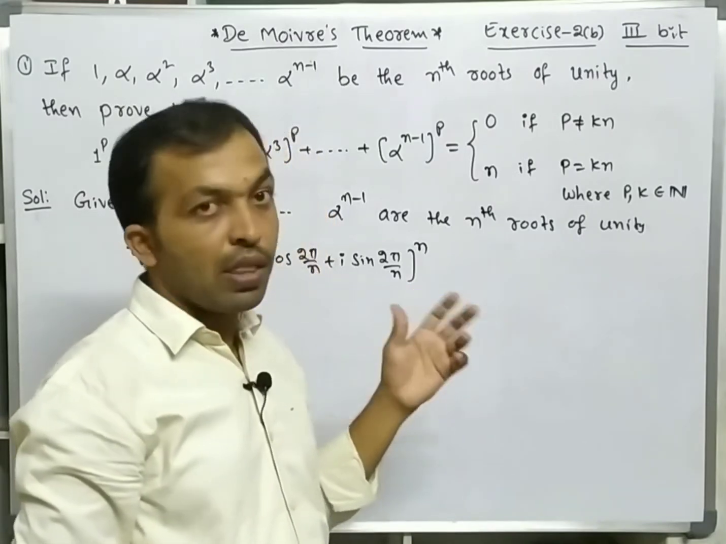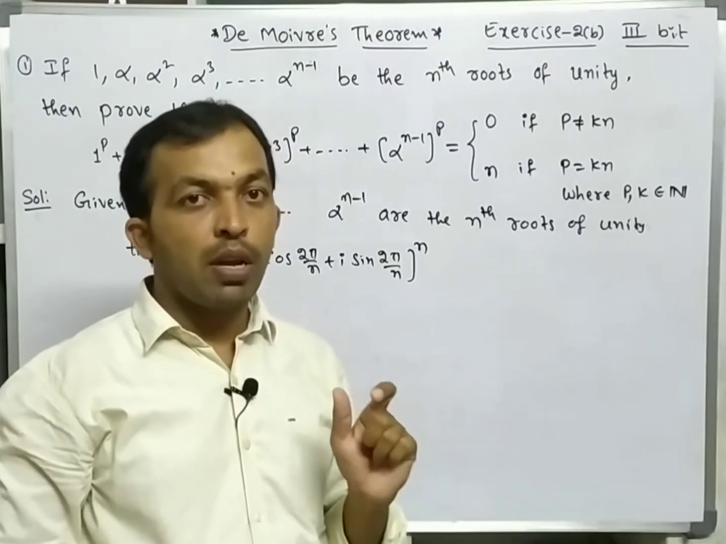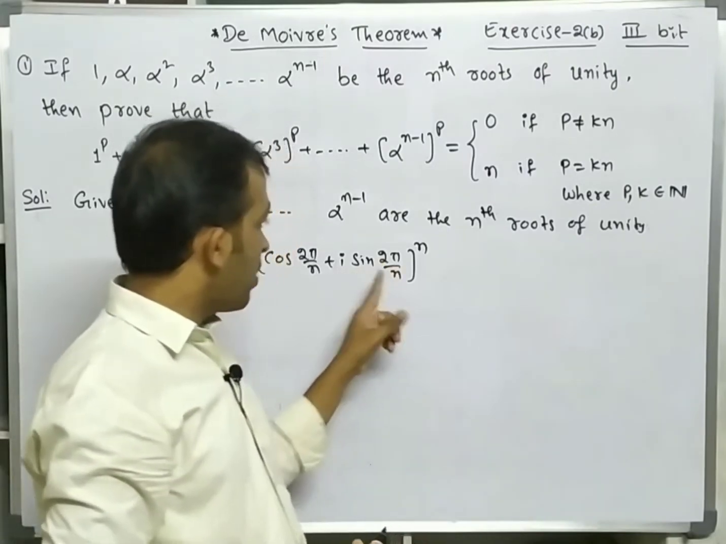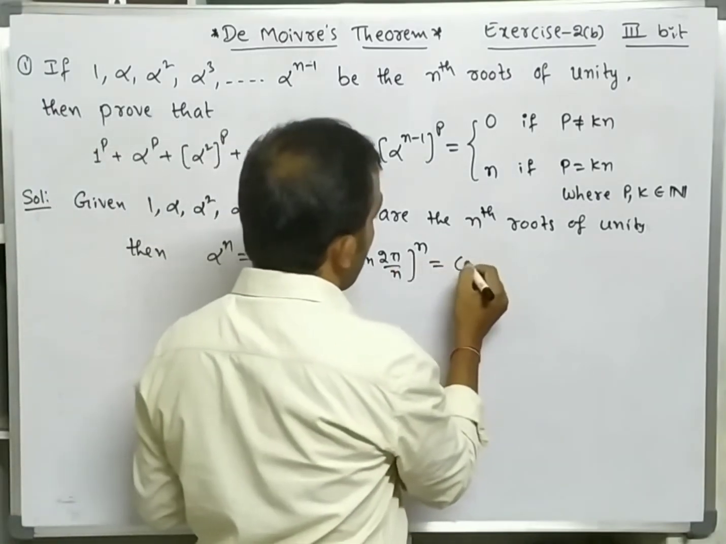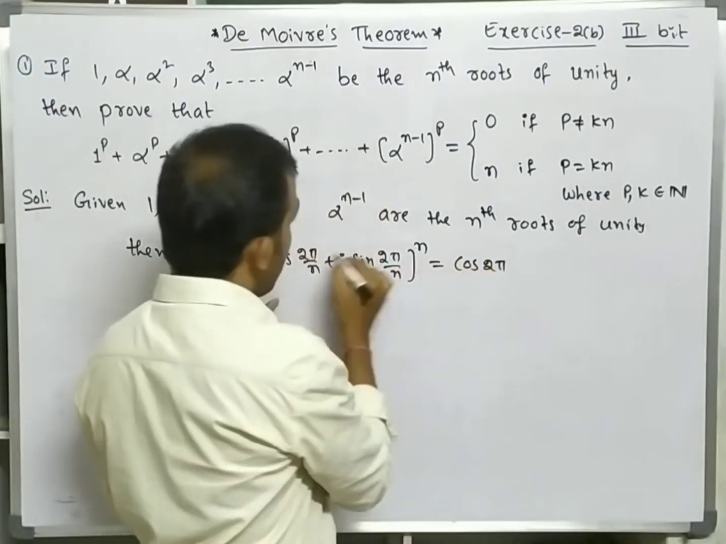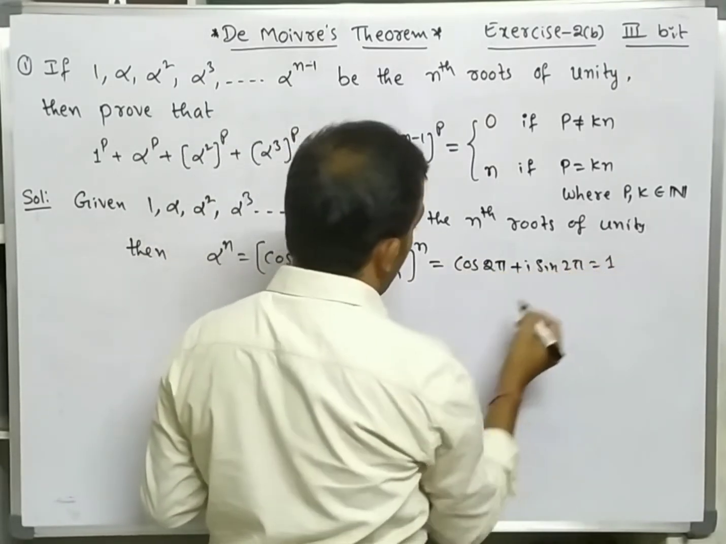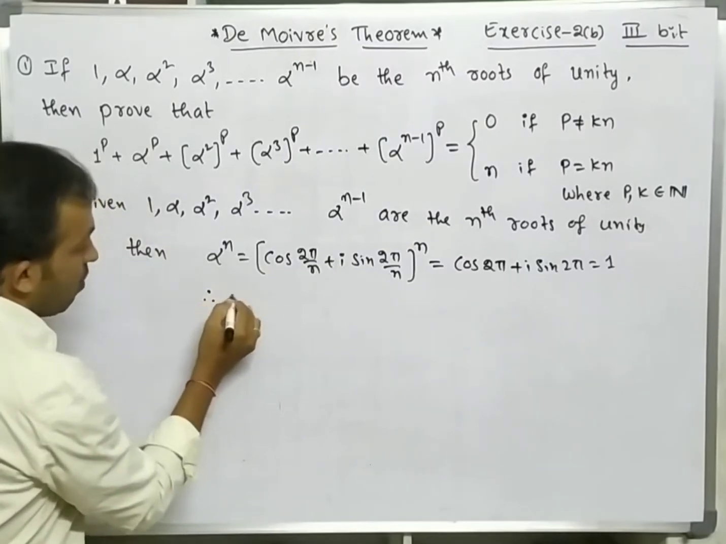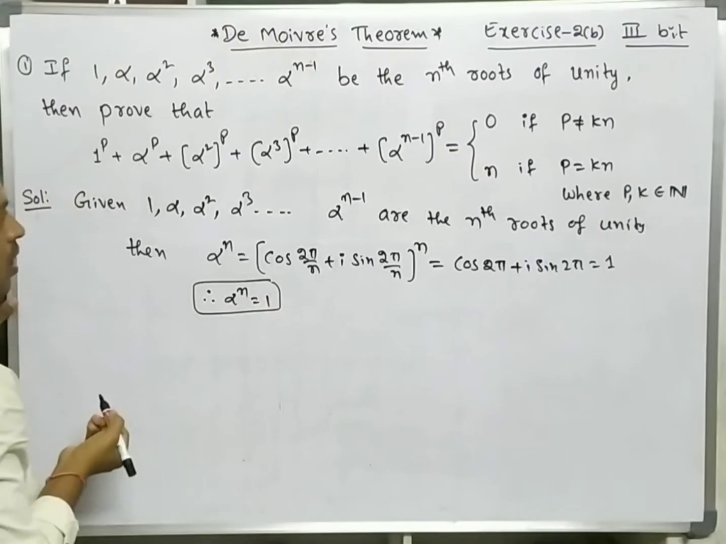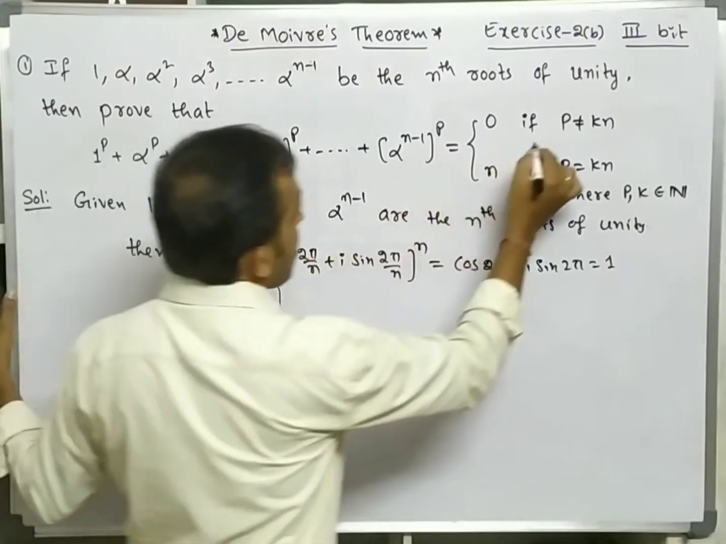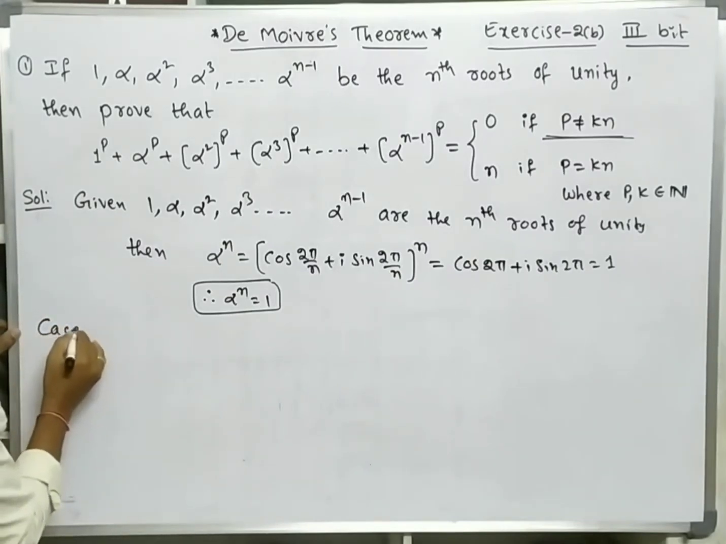Already we have proved this in the concept of nth roots of unity, where we took omega equal to cos 2 pi by n plus i sin 2 pi by n. So omega power n, that means alpha power n, is equal to this one. Applying De Moivre's theorem, we get cos 2 pi by n into n, that is cos 2 pi plus i sin 2 pi, which is equal to 1. So therefore alpha to the power of n is equal to 1. Remember it.